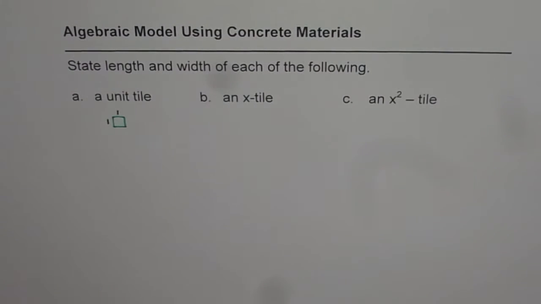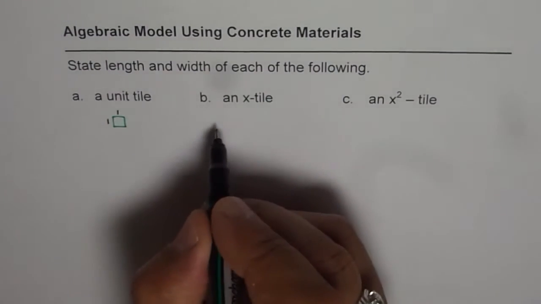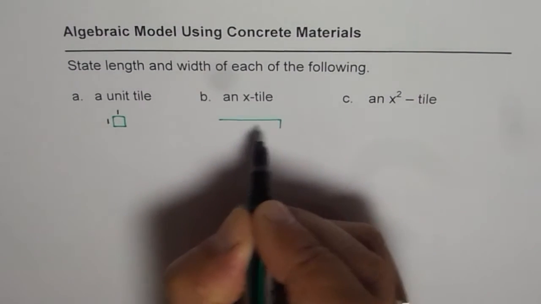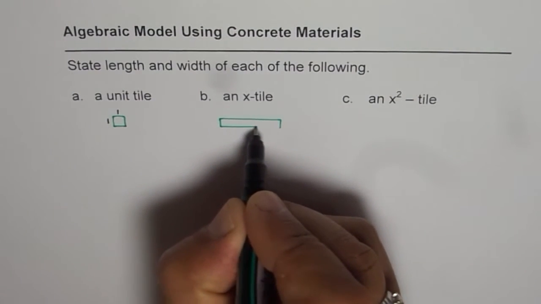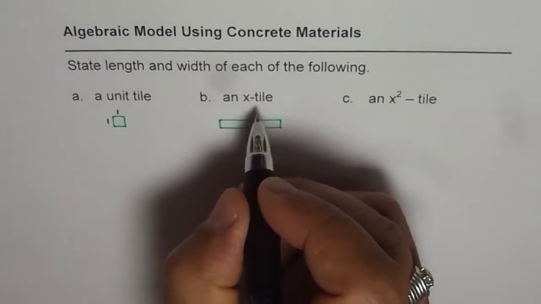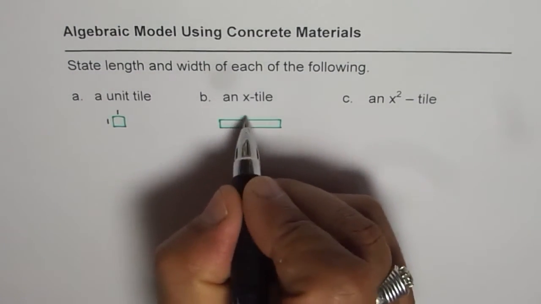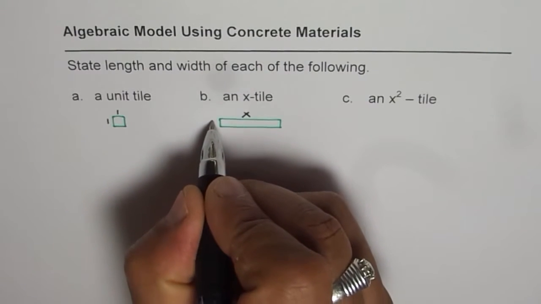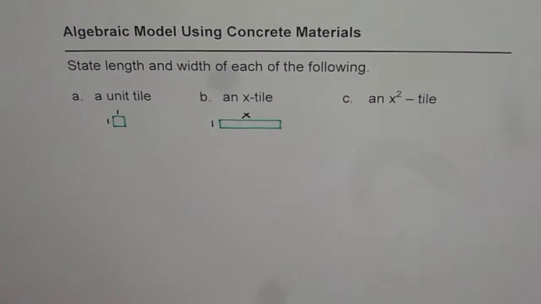For an X tile, we have a tile which is having a length of X and width of 1 unit. So this tile is called the X tile, which has length of X and width of 1 unit.